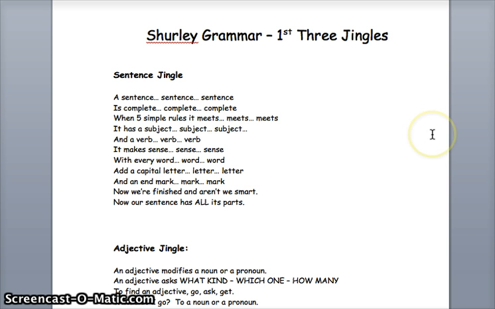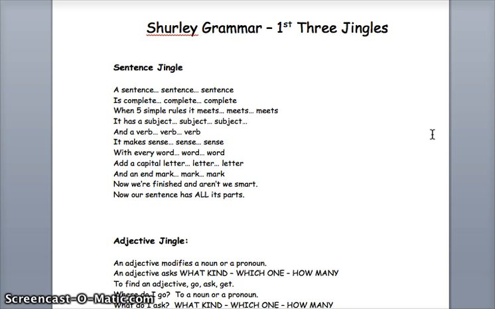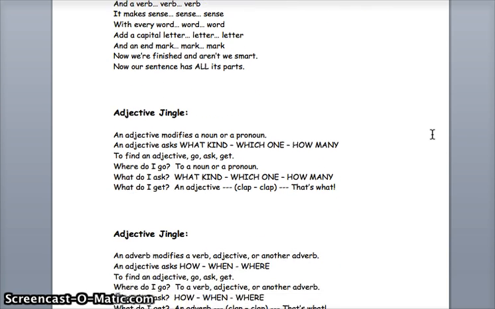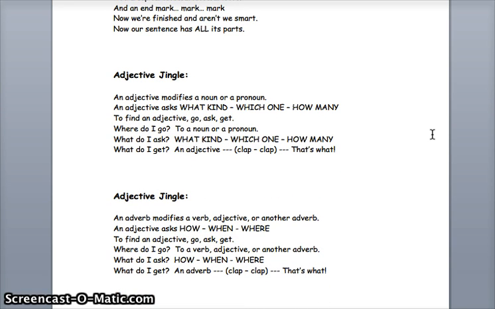Okay, the next two jingles that we're going to learn actually have the exact same beat. It's the adjective jingle and the adverb jingle. What you need to know, however, is that these two parts of speech are not interchangeable. Both of them describe, but they describe different parts of speech, and they ask totally different questions. So let me review these two jingles for you.